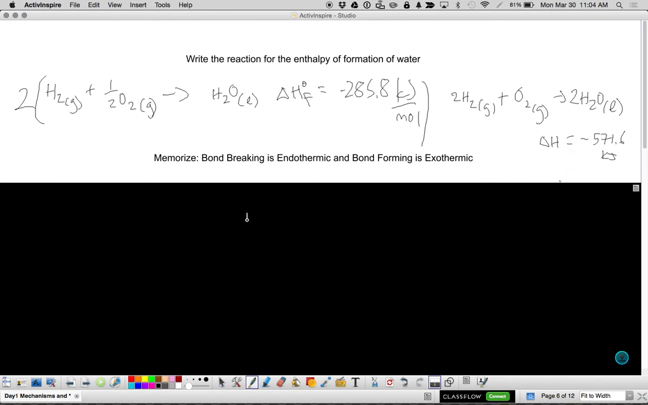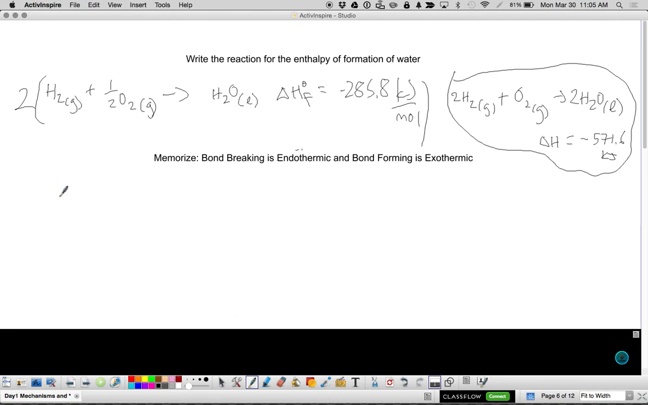And so here's a memorizer for you. Bond breaking is endothermic, and bond forming is exothermic. So we're going to use that in a second. I want you to draw an energy diagram for this whole reaction, based on what we learned in the thermochemistry chapter. So pause and see if you can do that.